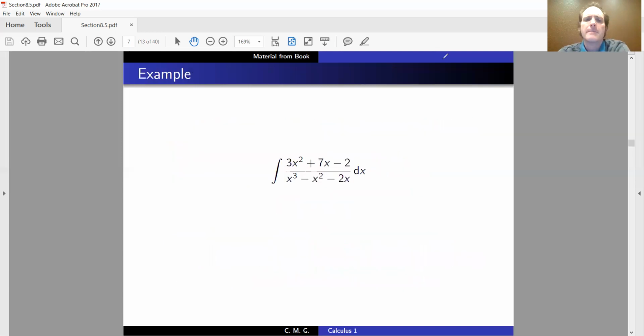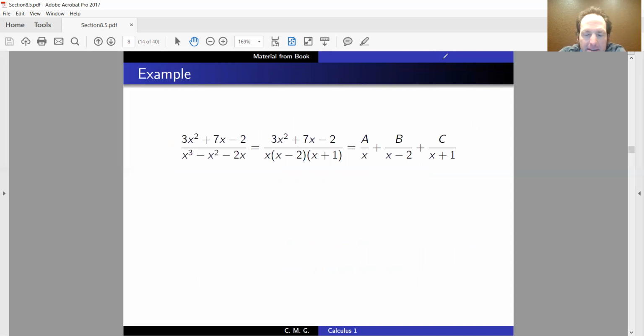So let's do an example. Here's an example. I have x cubed minus x squared minus 2x. That's my denominator, so I'm going to factor it. It's going to be x, which can come out of all of them, times x minus 2 times x plus 1. And now I'm looking for an a and a b and a c, so that a over x plus b over x minus 2 plus c over x plus 1 is 3x squared plus 7x minus 2 over x, x minus 2, x plus 1.